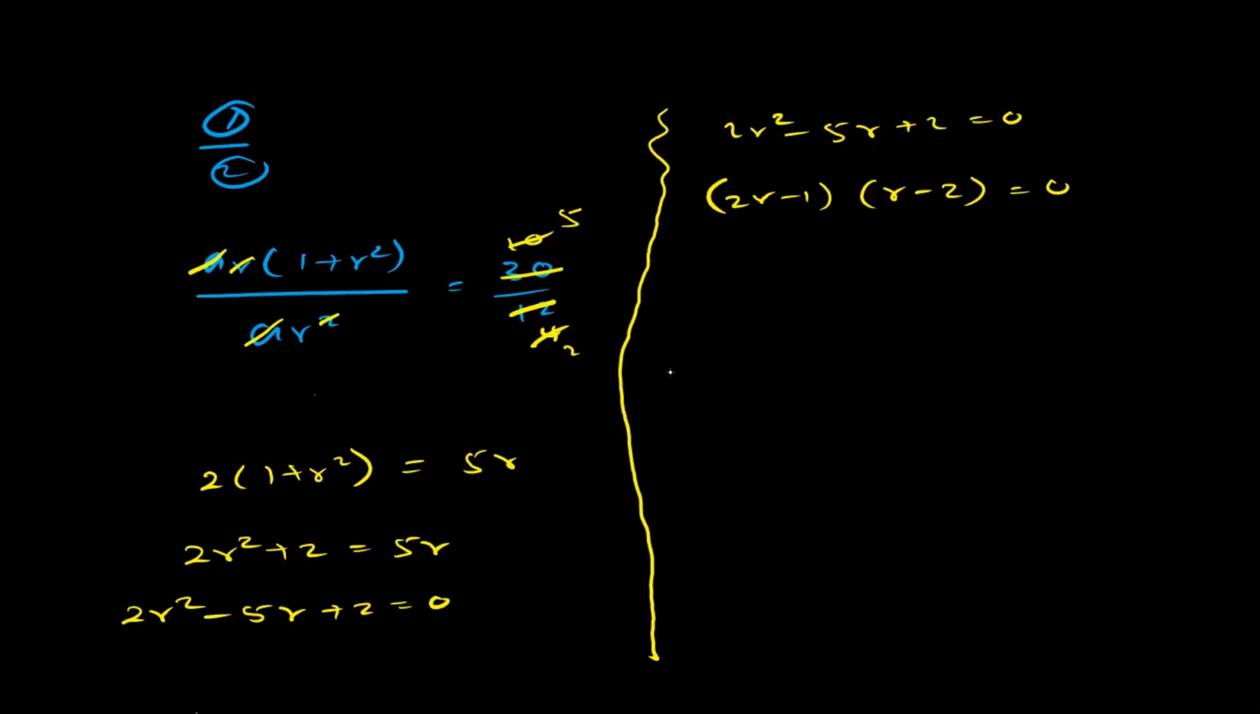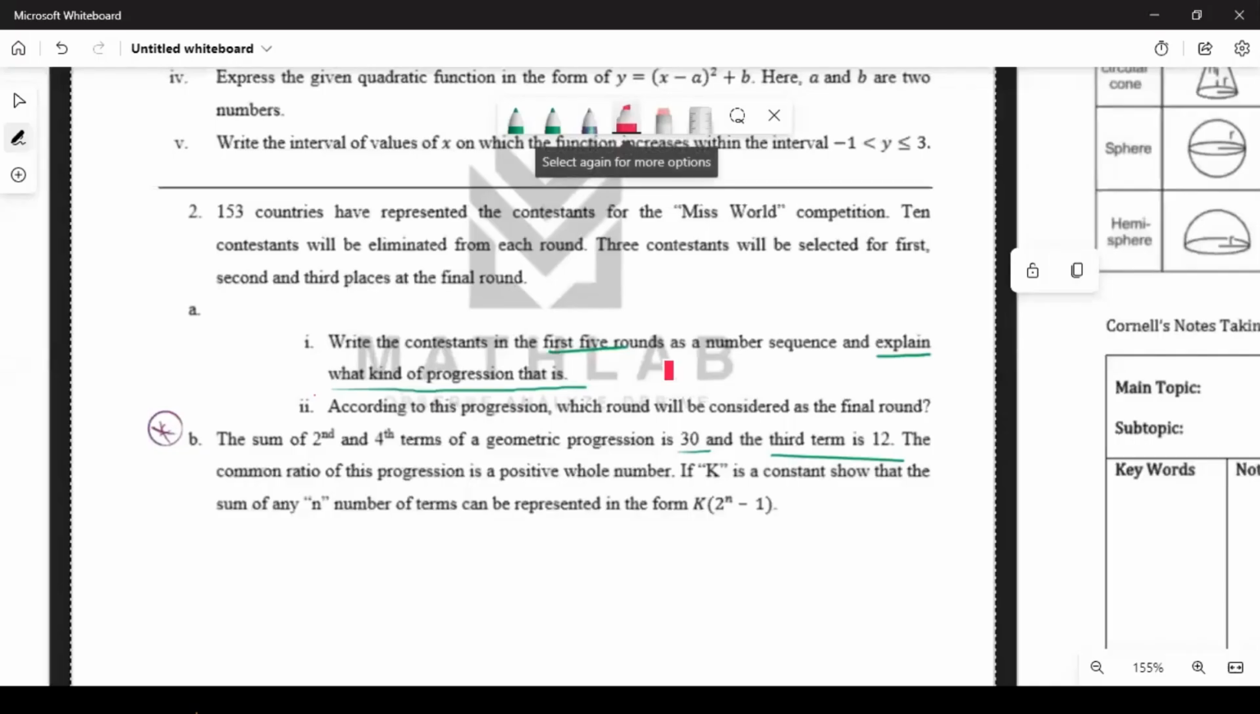The equations. Okay, listen carefully. According to the given data, here they are saying there's a geometric progression. What is a geometric progression? If the first term is A and the common ratio is R, how to get the next terms? To obtain the next term, you should multiply the first term with R.